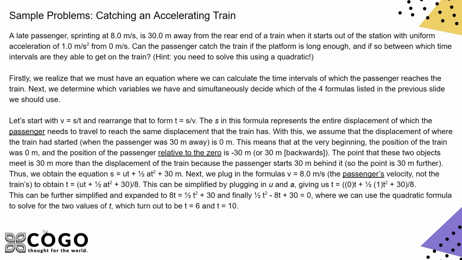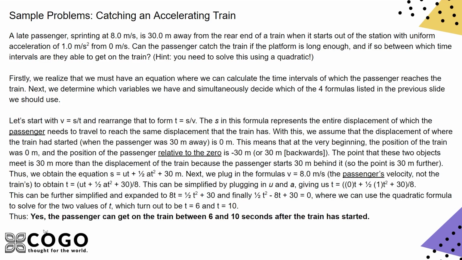This equation can be further simplified and expanded to 8t equals 1 over 2 t squared plus 30, and finally 1 over 2 t squared minus 8t plus 30 equals 0, where we can use the quadratic formula to solve for the two values of t, which turns out to be t equals 6 and t equals 10. Thus, our final answer would be yes, the passenger can get on the train between 6 and 10 seconds after the train has started.